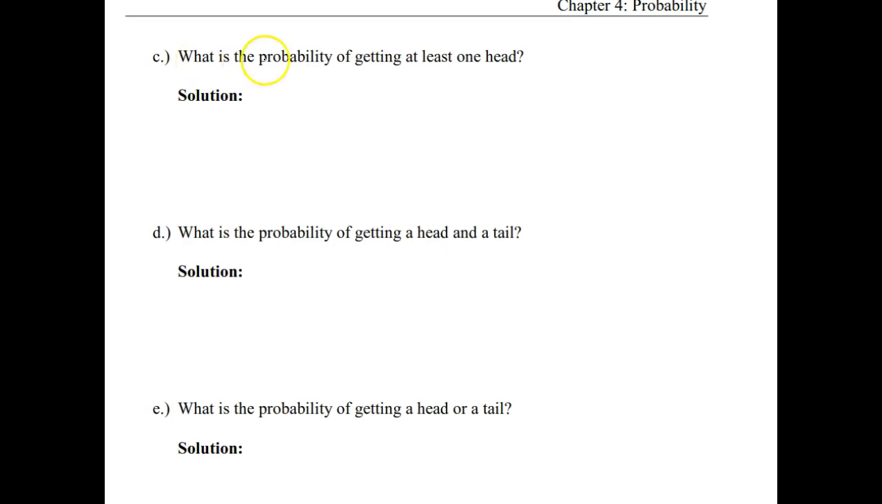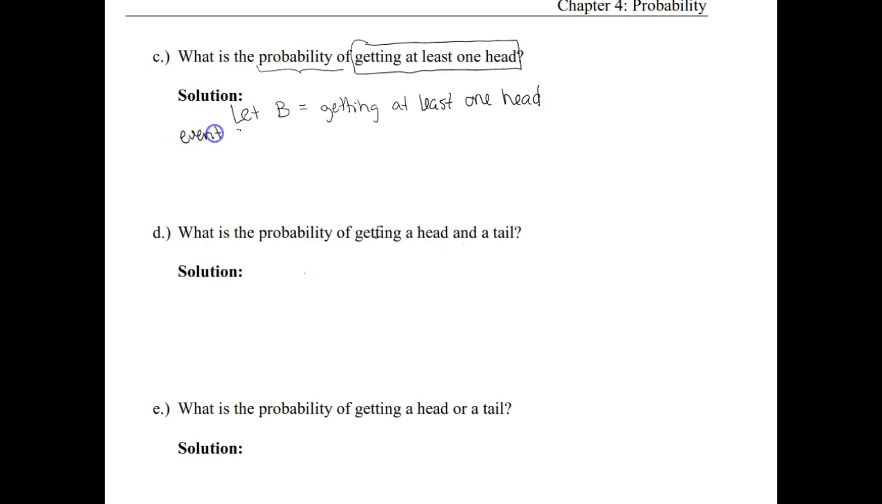So part C, we want the probability of getting at least one head. So this is the event that we're interested in now, is getting at least one head. So let's let, and again, the letter we use doesn't matter here, so I used A on the last one, so I'm just going to use B here. So we're going to let B be the event of getting at least one head.